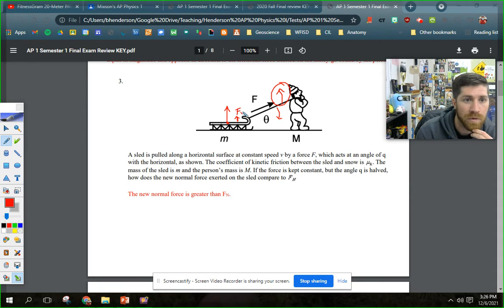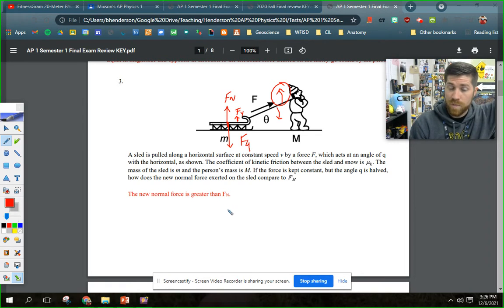So if I do less force here in the y direction, then the normal force has to do more, because we know there's a set amount of gravitational force holding the sled to the ground. So that's why the new normal force would be greater. If I increase the angle, meaning if I pulled it higher, then the normal force would decrease, because I would be doing more of the work on the sled up, opposing Fg.